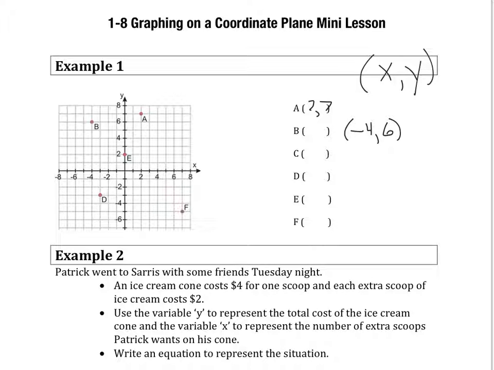And then C, which I do not see, which is kind of ironic, I'm just going to go ahead and cross off. Must not be in there. That's a bonus for you guys.